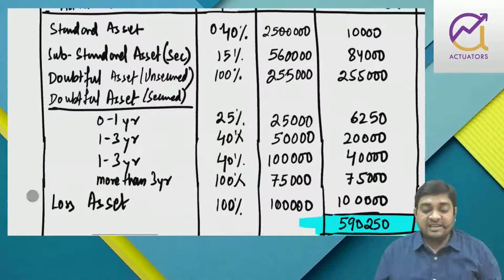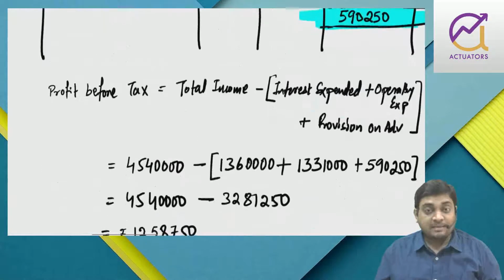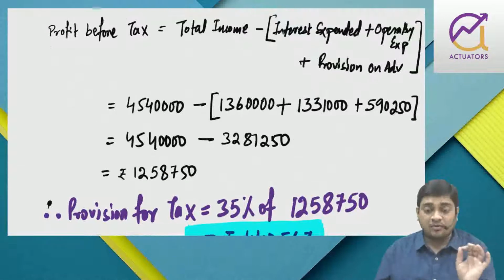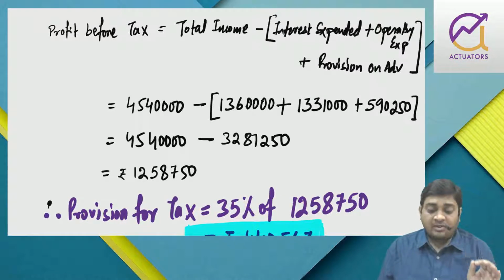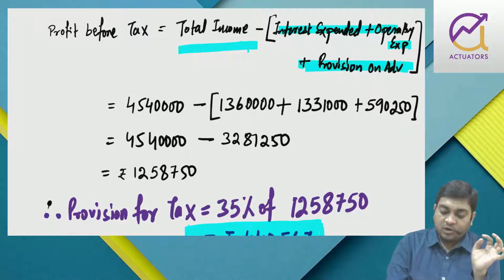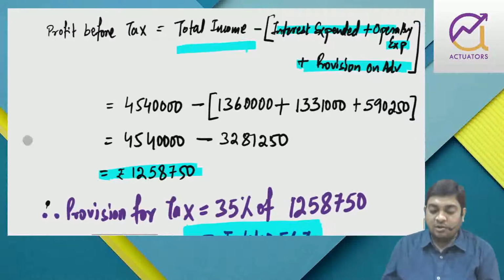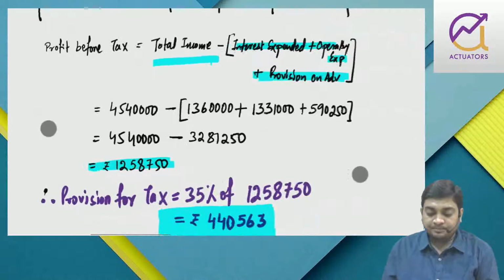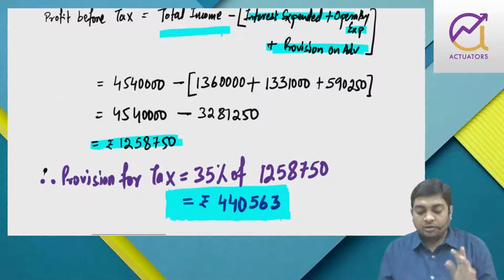This calculation is independent, advances into provision rate as per RBI guidelines, but provision for tax is dependent completely upon the final profit. So final profit is after adding all income and subtracting all expenses. So this is total income and this is total expenses. So you got profit before tax. On that you are going to multiply your tax rate.